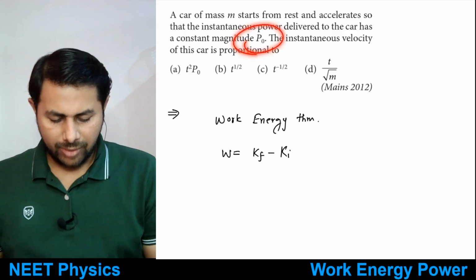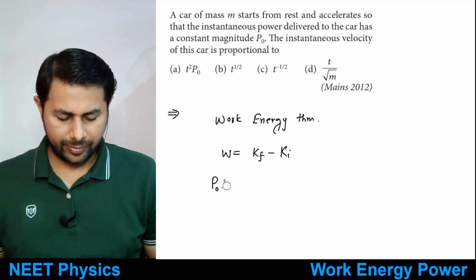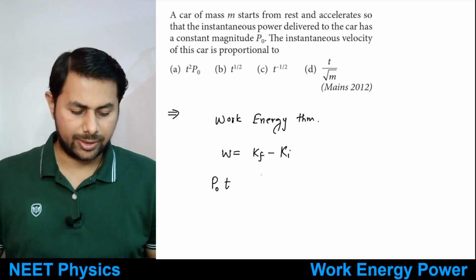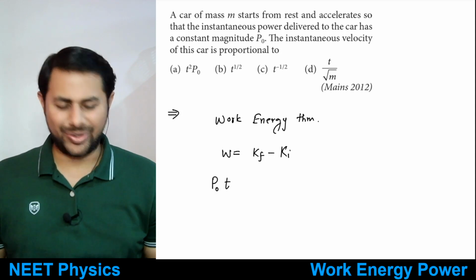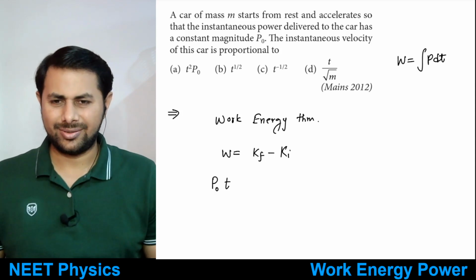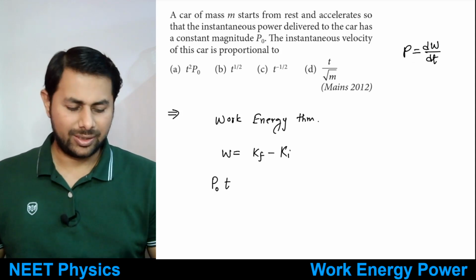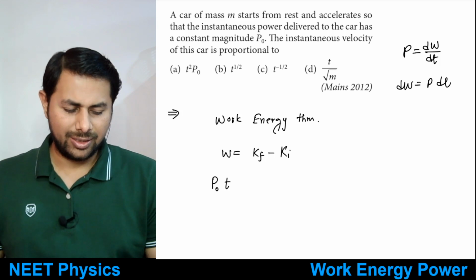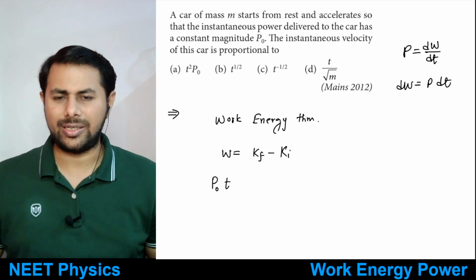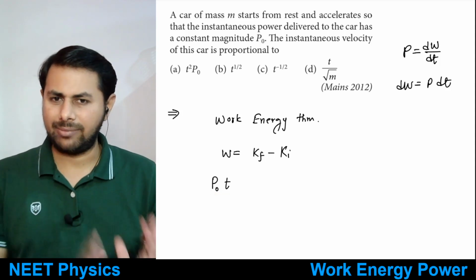And you have power of constant magnitude p0. Work done is just equal to power into time, because power is work done upon time, and power is constant. If power was not constant, then work done is equal to the integral of p dt. If power is given by dW by dt, then dW is equal to p dt, a small work done in some small time dt, and work done would be the integration of p dt. But here the power is constant, so work done is just equal to p0 times t.